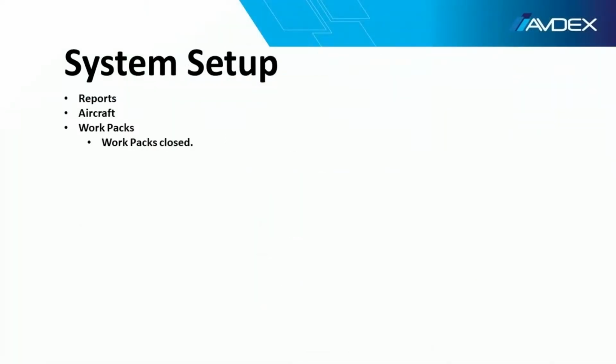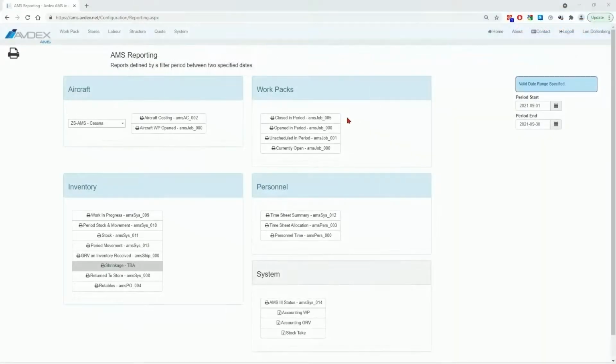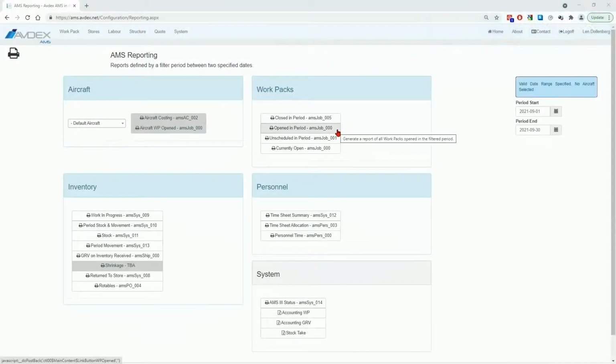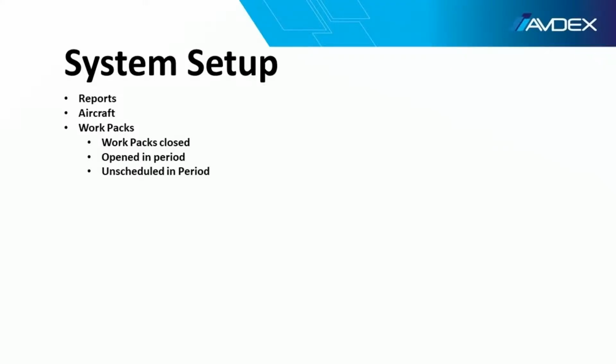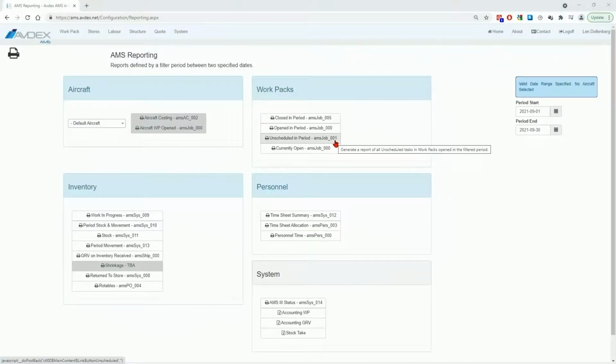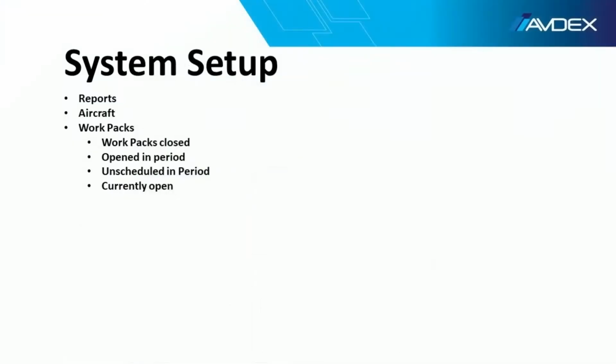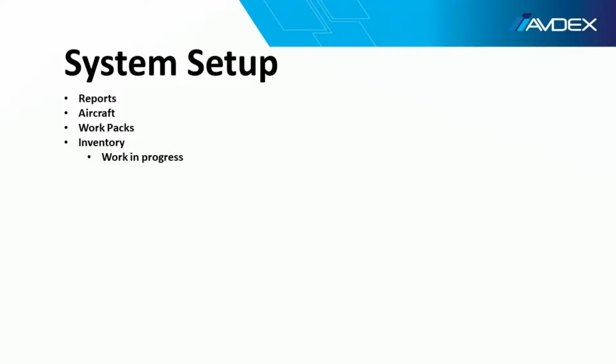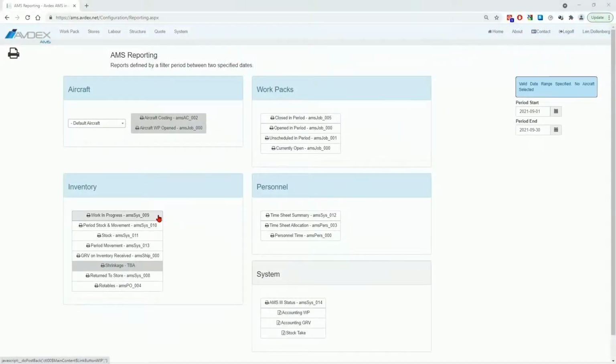Workpacks. Workpacks closed. Generate a report of all workpacks closed in the filtered period. Opened in period. Generate a report of all workpacks opened in the filtered period. Unscheduled in period. Generate a report of all unscheduled tasks in workpacks opened in the filtered period. Currently open. Generate a report of all workpacks currently open. Inventory. Work in progress. Generate a report of all invoiceable work on period end date.